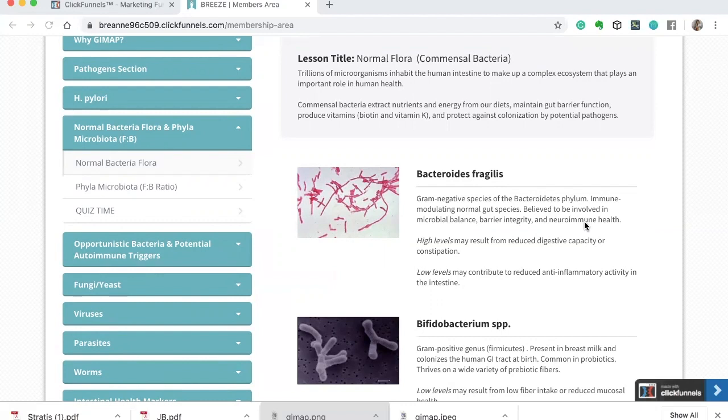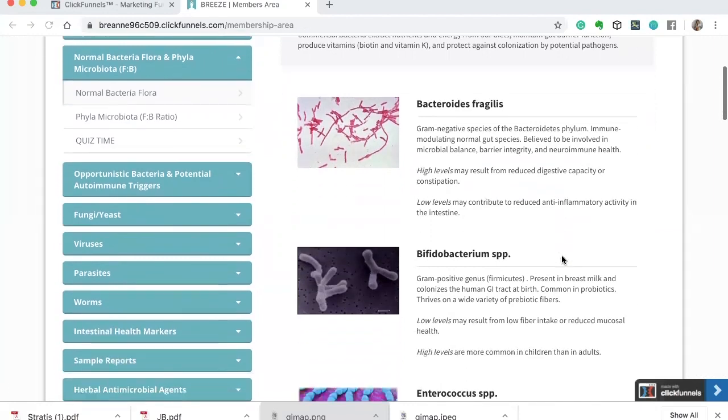High levels may result from reduced digestive capacity, so we want to look at the intestinal health markers section and look at what the elastase is to determine if that is true. It could also result from constipation, so we want to ask how we can improve motility in the gut, whether that's digestive enzymes, a higher fiber diet, more water, more dark leafy greens, or lifestyle factors like chewing your foods and eating in that rest and digest phase. Low levels may contribute to reduced anti-inflammatory activity in the intestines, so we want to look at calprotectin. What is the inflammation like that's presenting in this patient in the intestines?